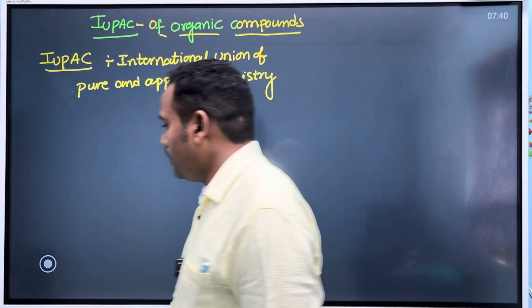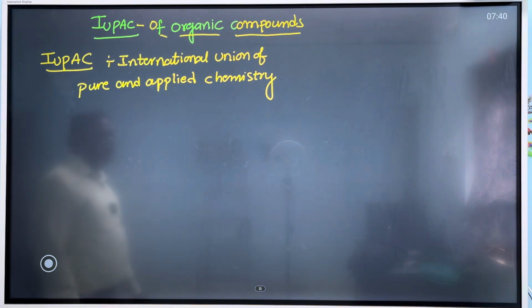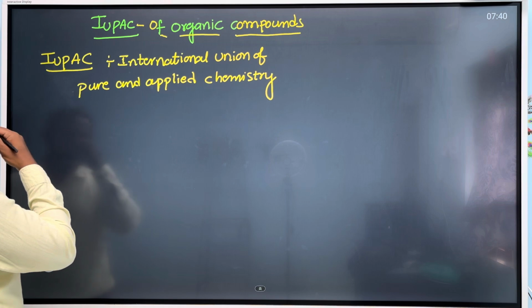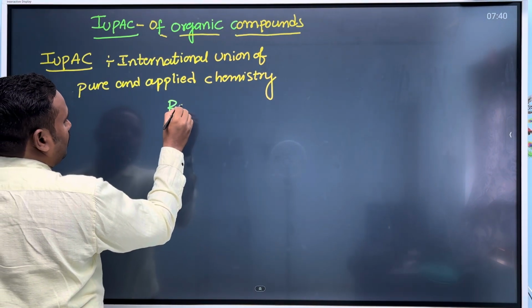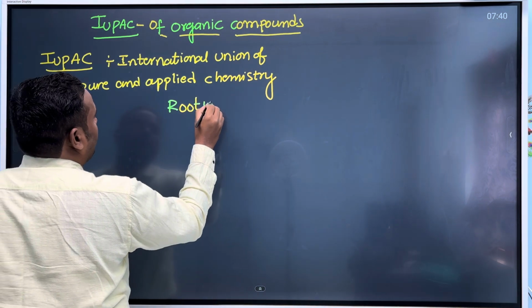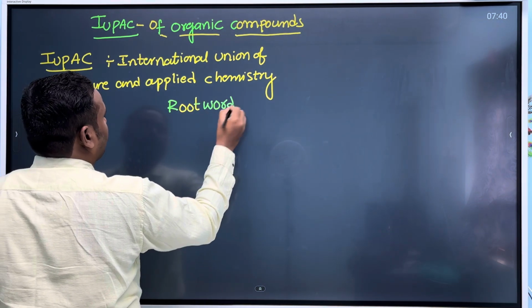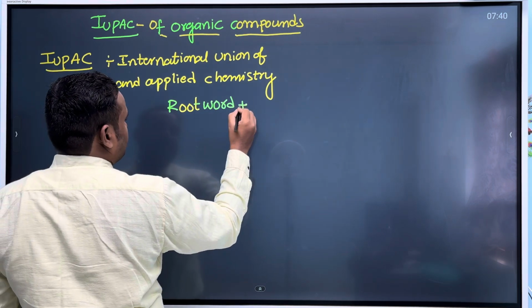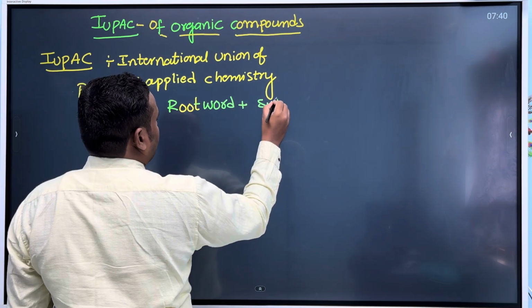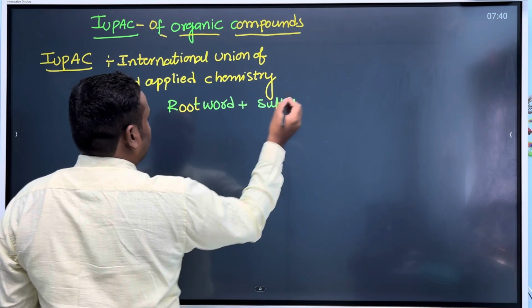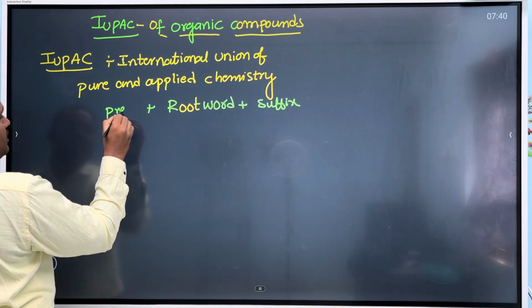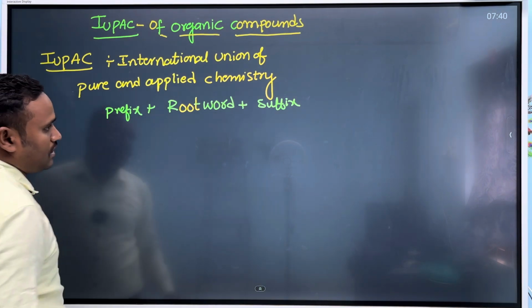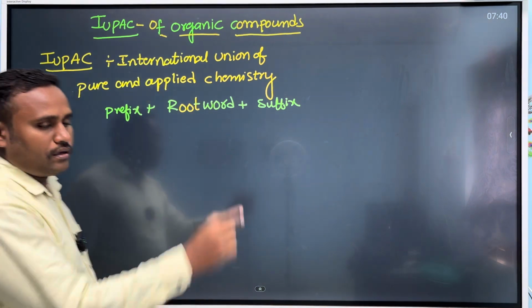Okay, so here any IUPAC name contains three parts. The first part is the root word, the second part is the suffix, and the third part is the prefix. So the order of the IUPAC name is prefix, root word, suffix.